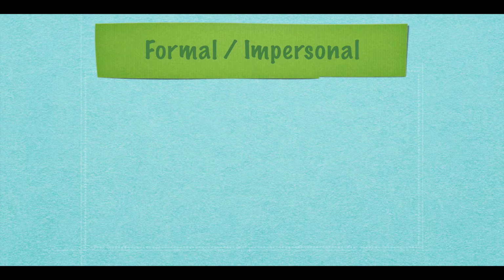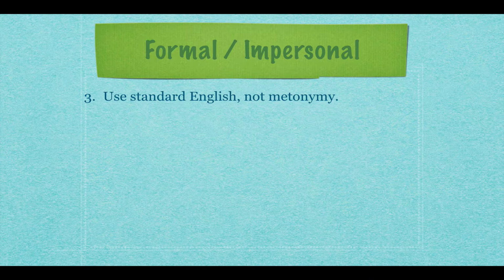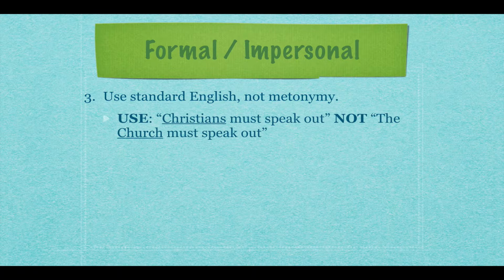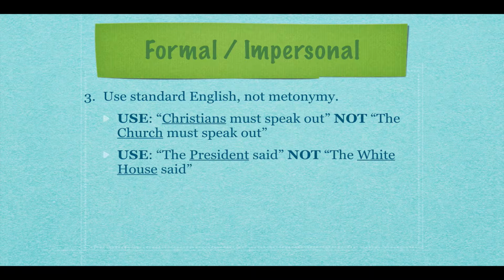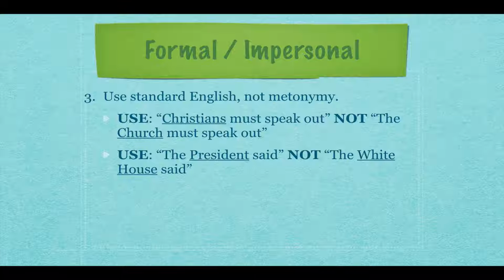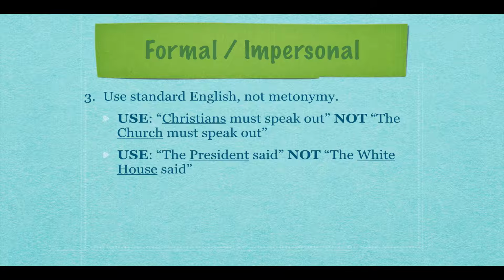We want to use standard English and not metonymy. Metonymy is when you use one word that means something else to represent a whole other thing. For example, we want to use Christians must speak out, not the church must speak out. In our informal writing or speaking, we know that the word church stands in place of Christians. But in formal academic writing, we want to focus on the more precise and exact meaning of what we're trying to say, rather than assume the reader might know that. Another example: we want to use the president said, not the White House said, because we're speaking specifically about a quote from a person, not the office he holds.